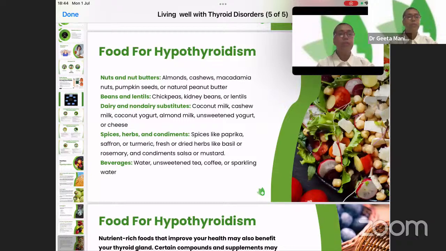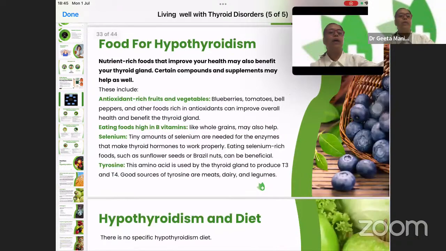Beverages preferably to be taken should be only water, unsweetened tea, coffee, or sparkling water. Please don't take any fruit juices, any fizzy drinks, or alcohol. They will definitely increase your hypothyroidism. If you're suffering from hypothyroidism, cut down on all these beverages.